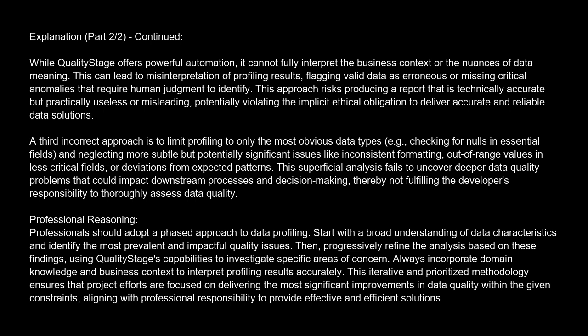A third incorrect approach is to limit profiling to only the most obvious data types, e.g., checking for nulls in essential fields, and neglecting more subtle but potentially significant issues like inconsistent formatting, out-of-range values in less critical fields, or deviations from expected patterns. This superficial analysis fails to uncover deeper data quality problems that could impact downstream processes and decision-making, thereby not fulfilling the developer's responsibility to thoroughly assess data quality. Professional reasoning. Professionals should adopt a phased approach to data profiling. Start with a broad understanding of data characteristics and identify the most prevalent and impactful quality issues.